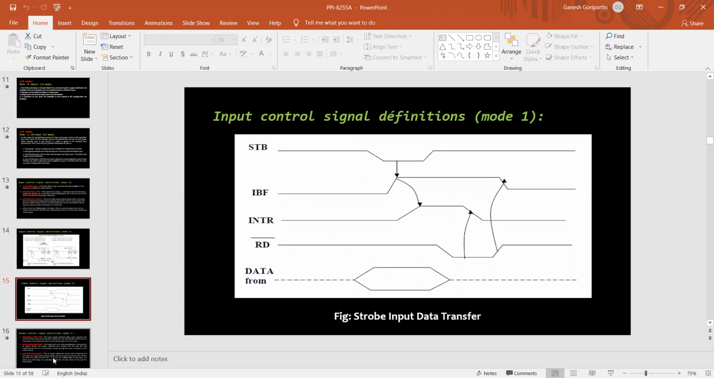Till now, if you have any doubt regarding this architecture and command word, you can ask me now.